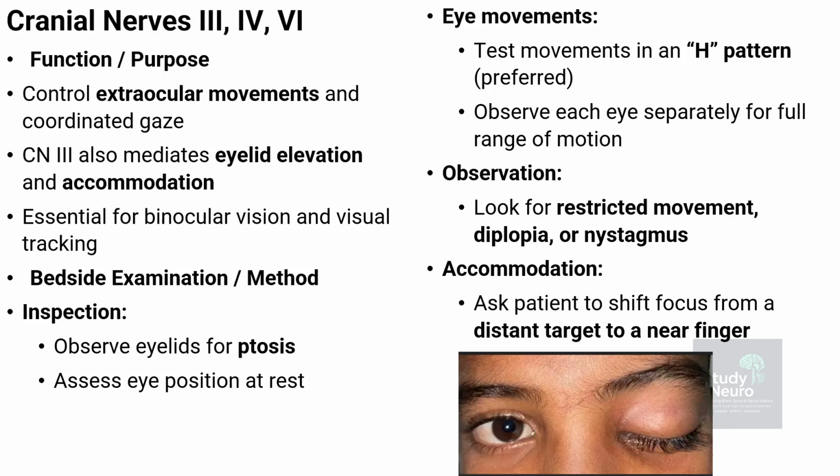At rest, the eyelids are observed for ptosis, and the position of the eyes is assessed. Eye movements are then tested, ideally using an H pattern, which allows assessment of each extraocular muscle individually.